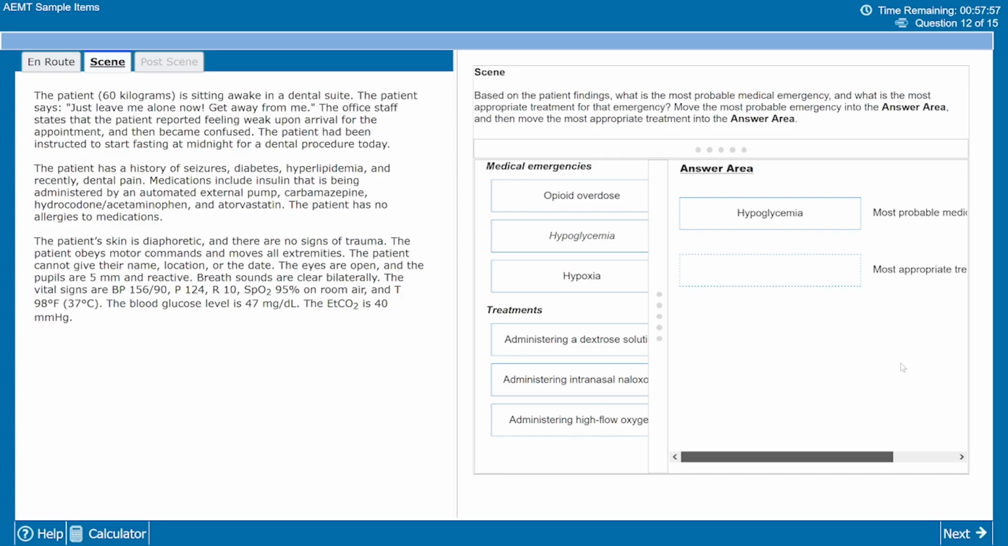And the most appropriate treatment, so you have administer high flow oxygen. I don't see a need for that. They're satting fine. Administer intranasal naloxone. This would be for an opioid overdose, but we know that it's not an opioid overdose because we know about pupil sizes. Or administer a dextrose solution, which I think is perfect for this answer choice.